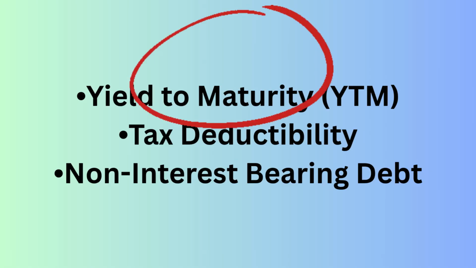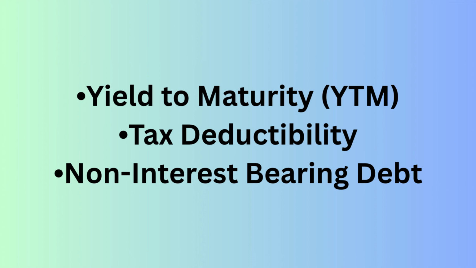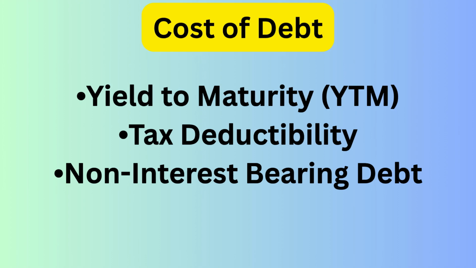Before, I gave the justification for that assumption. This time I give the justification for the assumptions on the cost of debt also. The first one is the use of YTM, which is preferred over the coupon rate because it reflects the current market cost of raising debt, accounting for changes in the interest rate and the company's credit risk since the debt was issued.